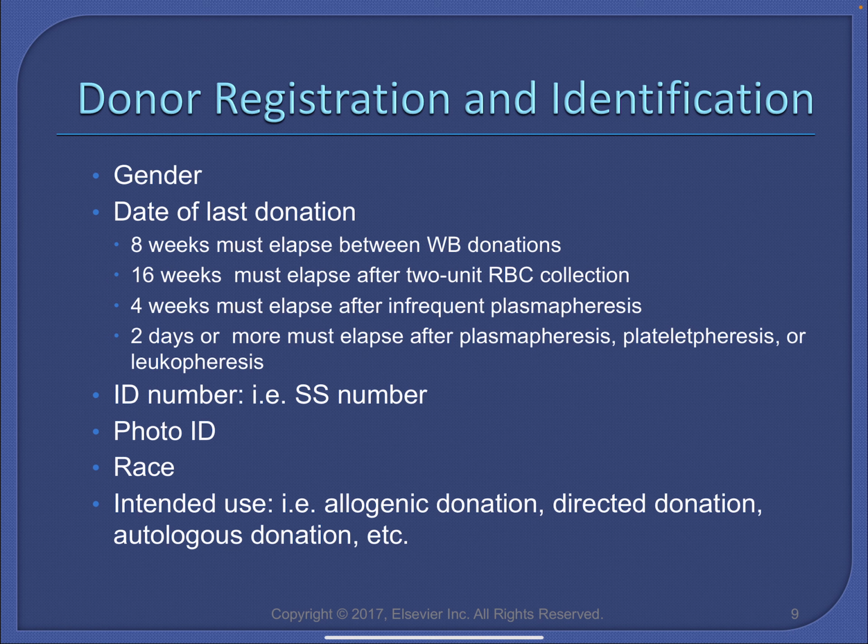Also, what is the intended use of the blood units that we're collecting? That's one of the things that could be additional in the tag, like whether it's for allogeneic donation, directed donation, autologous donation, or an apheresis donation.